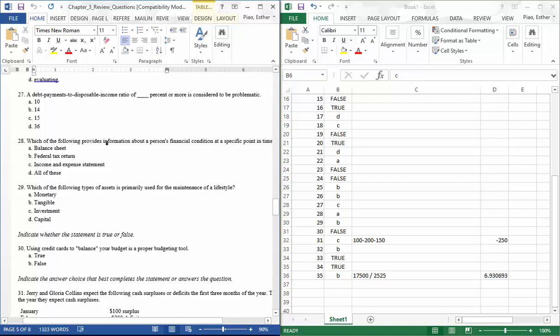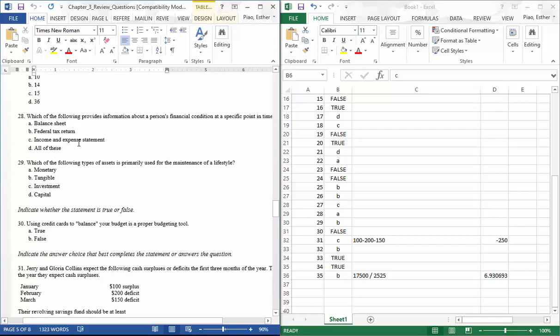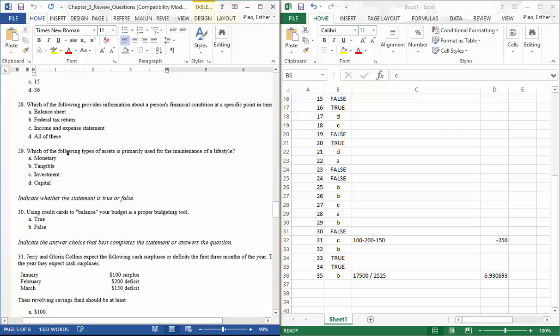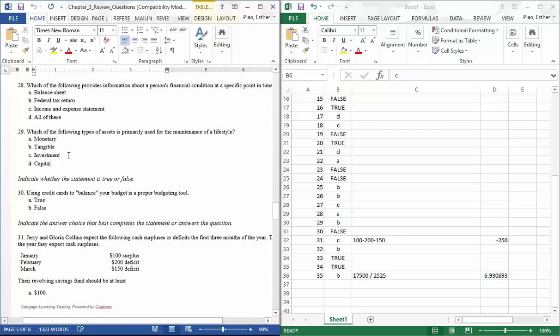Number 28 is which of the following provides information about a person's financial condition. This is going to be the balance sheet. C is not. C is the cash flow statement. We need the cash flow statement for some other occasions, not this occasion. Number 29 is B. It's tangible assets. This is the definition of tangible asset, by the way.